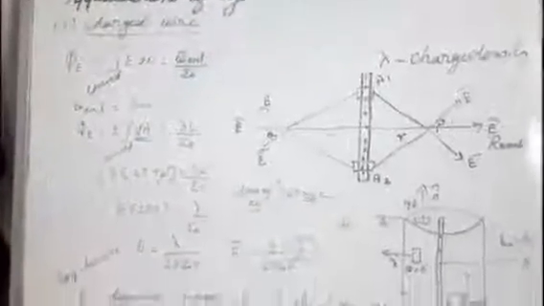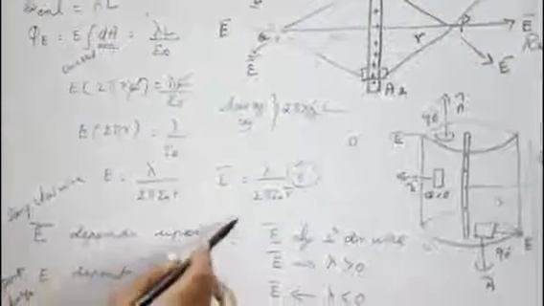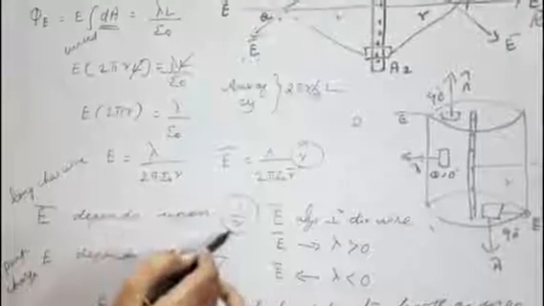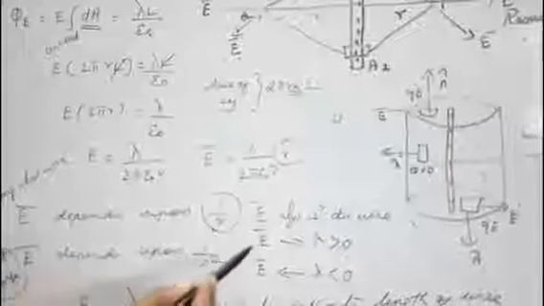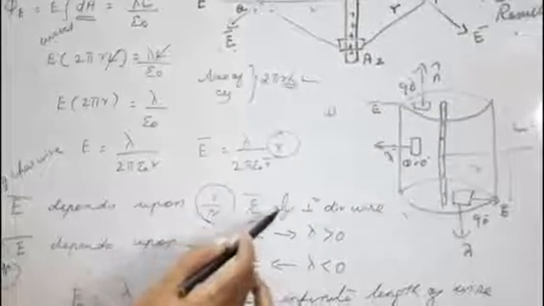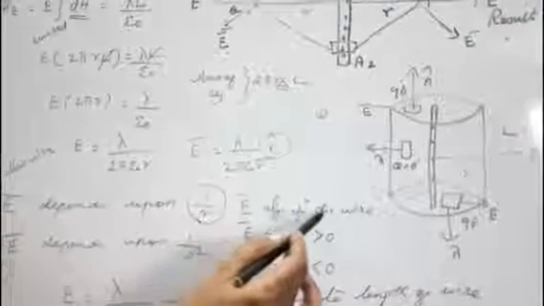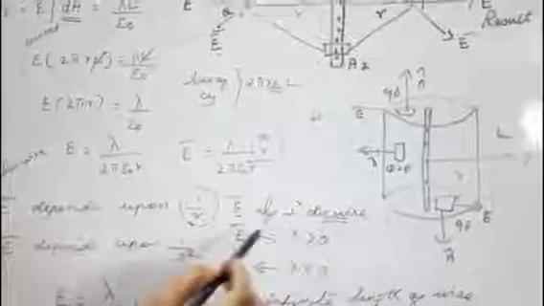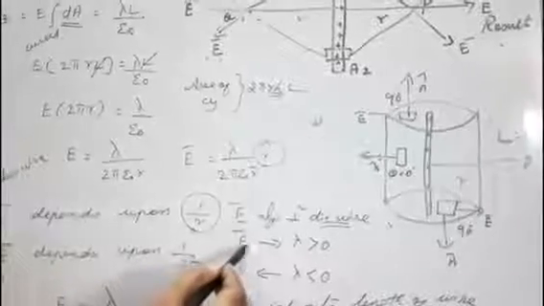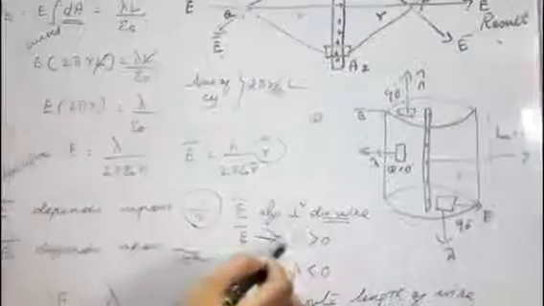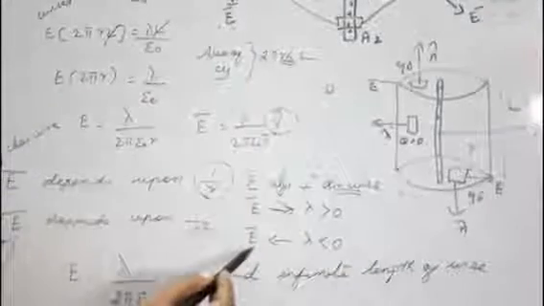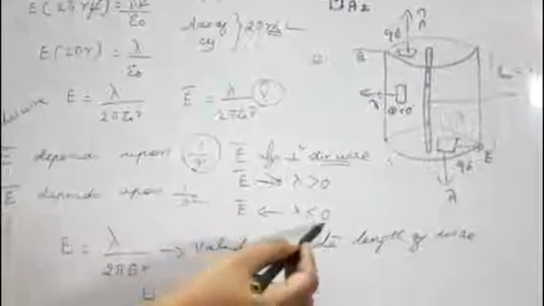Suppose this long charged wire, the electric field E depends upon only 1 by r value, but in the point charge, electric field depends upon 1 by r square. Therefore, the electric field in a long charged wire is always perpendicular to the direction of the wire. That is, the electric field is outwards if the lambda value is greater than 0, and the electric field is inward if the lambda value is lesser than 0. Therefore, E equals lambda divided by 2 pi epsilon naught r.